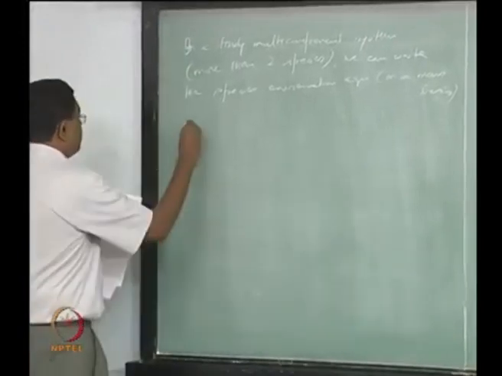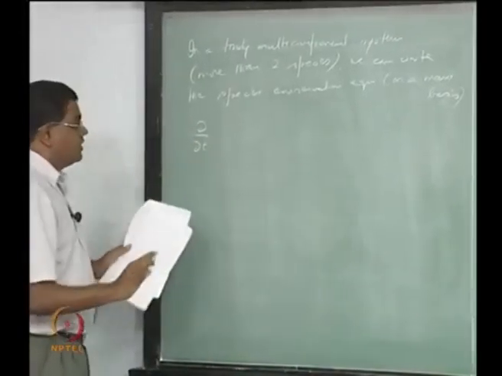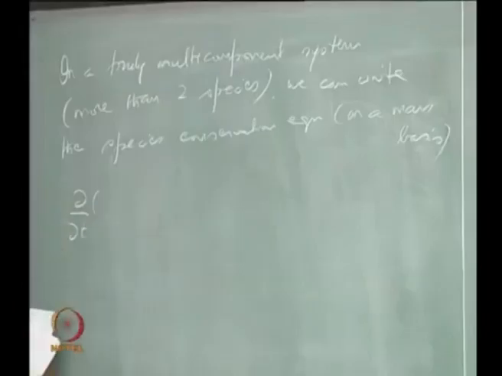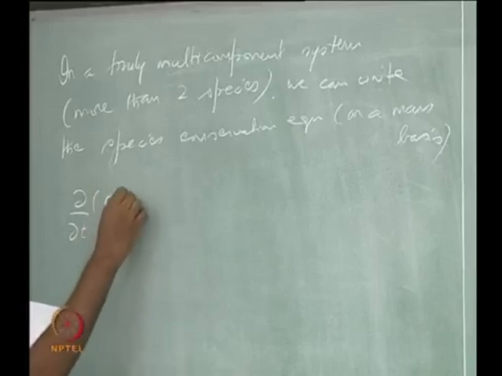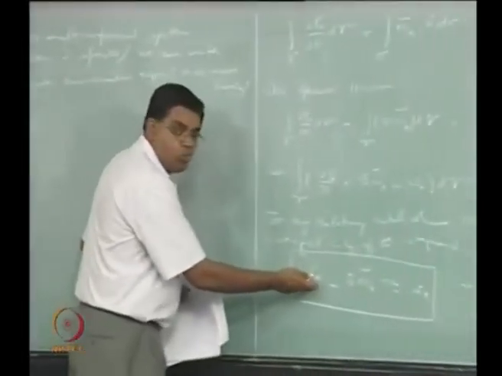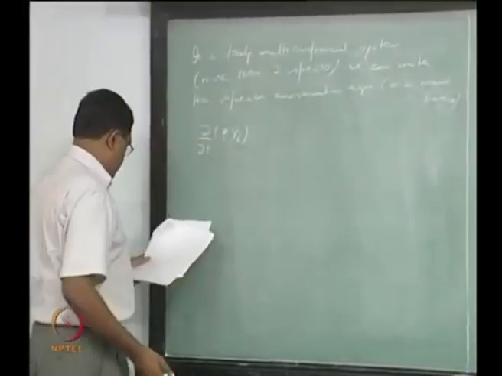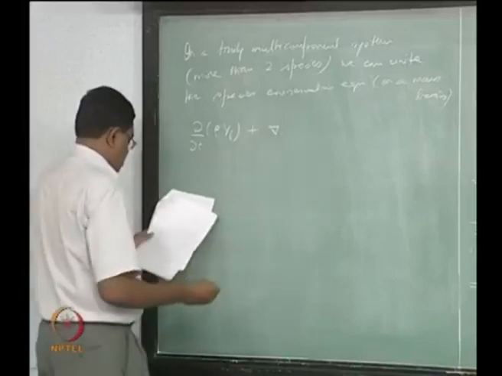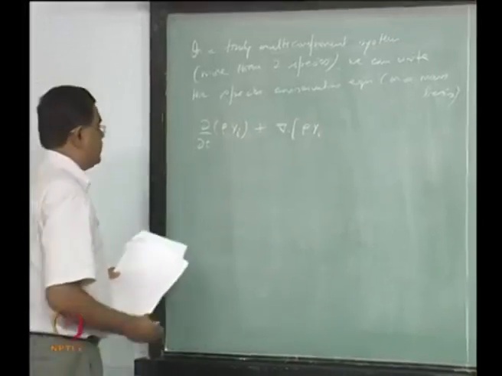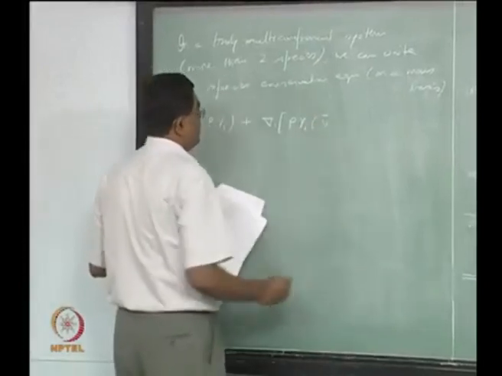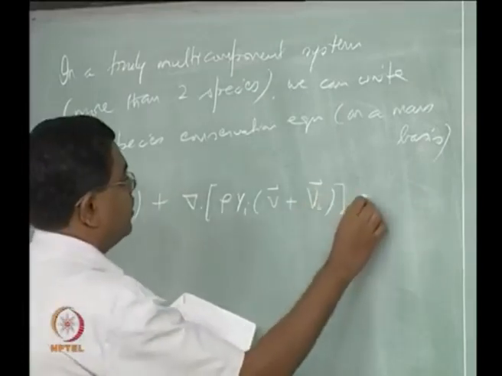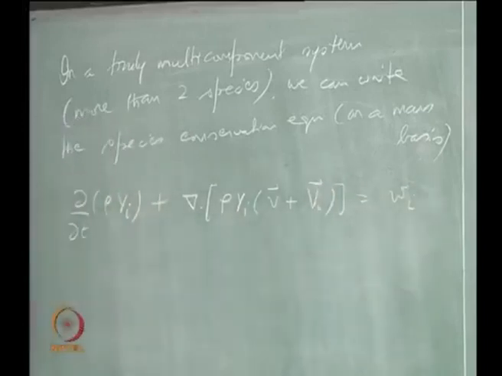Unless otherwise stated, it's always going to be mass basis from now on. We will never really go back to molar basis. So we will now write this for the ith species. rho a can be written as rho ya, so similarly I am going to write rho yi for the ith species, plus divergence. Again I am going to write rho a as rho ya, or in this case for the ith species rho yi, times the mass averaged mixture velocity v plus capital V i, equal to w i.